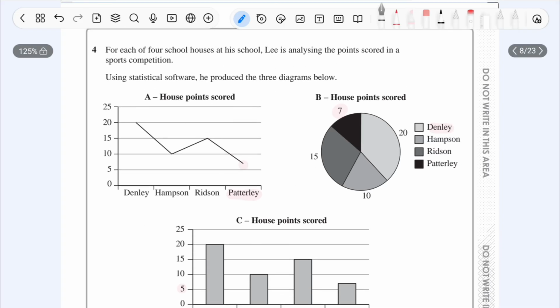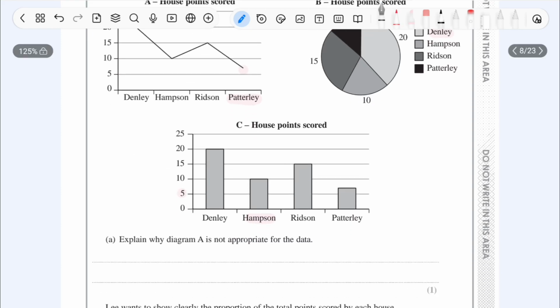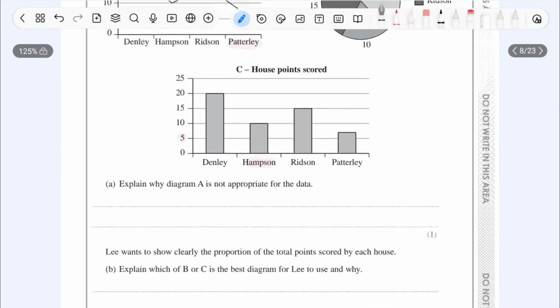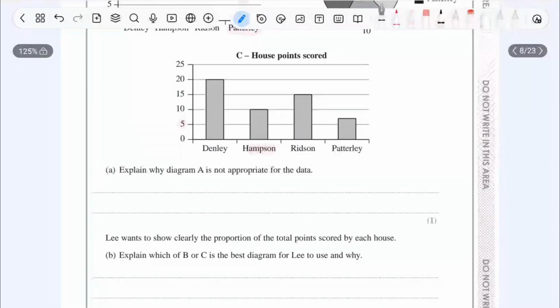Diagram A you need to identify as a type of line graph. Now, from what I can recall, the only types of graphs that look like this are either a time series, a scatter diagram, or a line graph. And it can't even be a scatter diagram because it just doesn't work here. So what we need to identify is that the house names are not numerical data, so they can't be used.